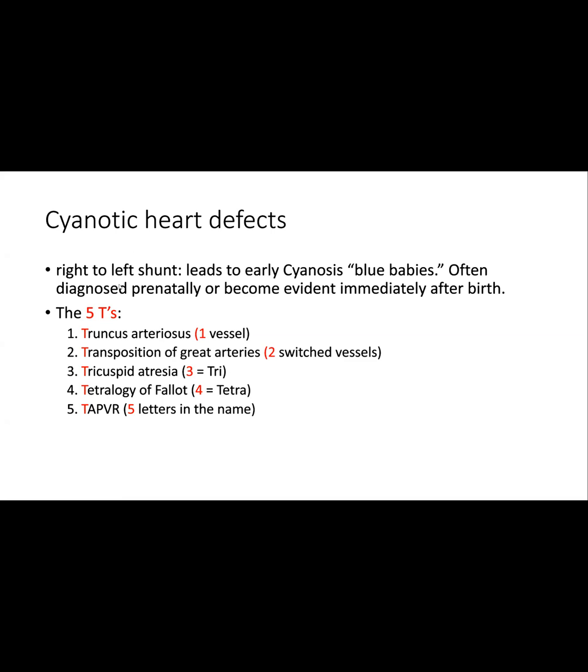You can proceed. Okay. So there are 5 defects that are associated with cyanotic heart defects: truncus arteriosus, transposition of great arteries, tricuspid atresia, tetralogy of Fallot, and TAPVR. We're going to discuss each one of them in more detail in the upcoming slides.